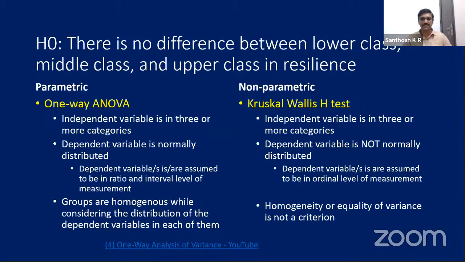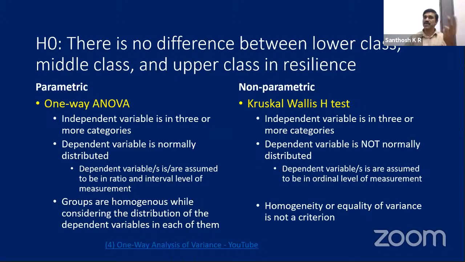I will tell it once more. If the independent variable is in the form of nominal level of measurement, and there are 3 categories here: lower class, middle class, and upper class. There are 3 categories. Even if it is 4 or 5 or 6 categories, no problem. Whatever the number of categories, we will go for one-way ANOVA, if the dependent variable is in interval or ratio form and it is normally distributed.